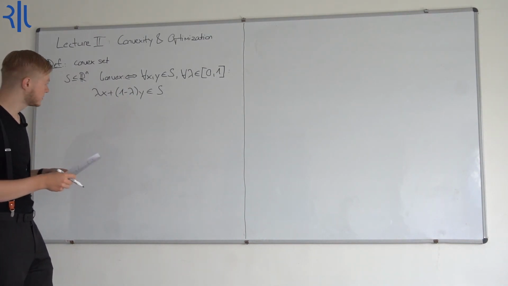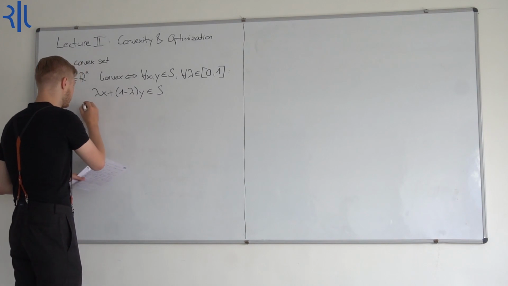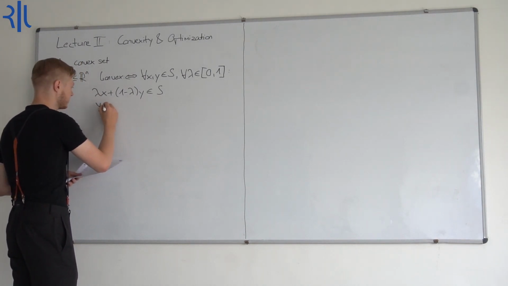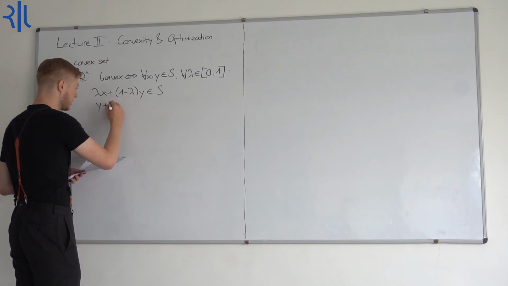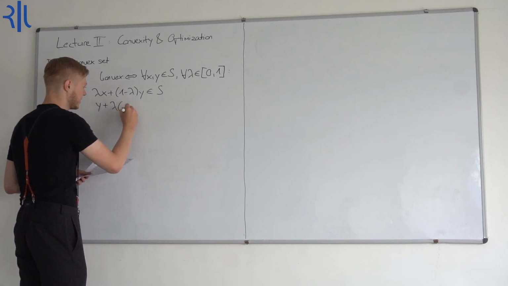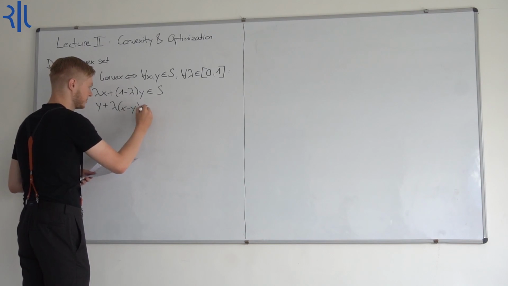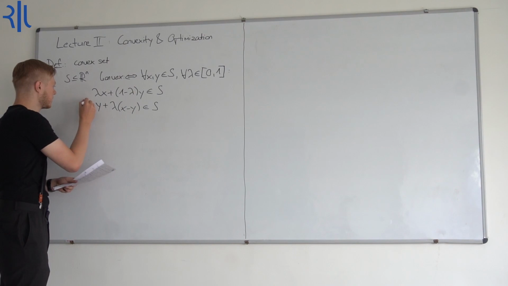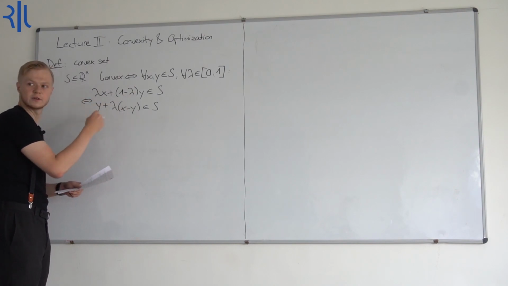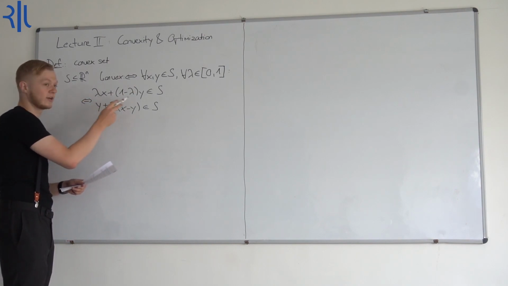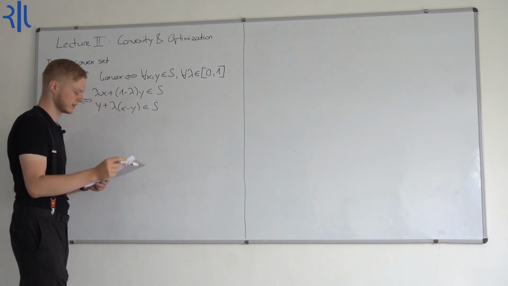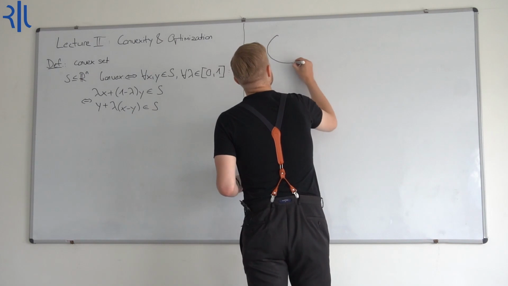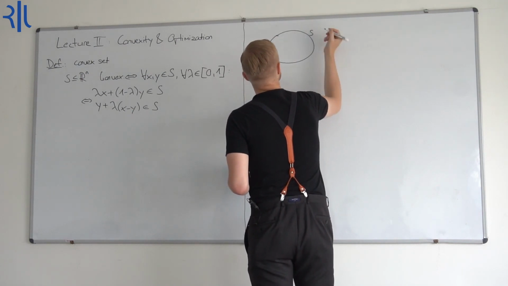There's one way to rewrite that. Equivalently, you can write y plus lambda times (x minus y) has to be in S. So those two are equivalent. You can just, by rearranging the terms, get this. Now, what does this mean? Let this be our set S.